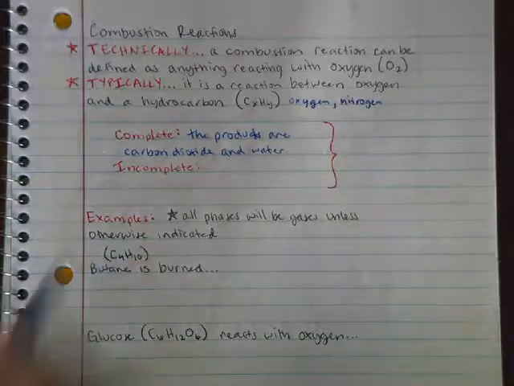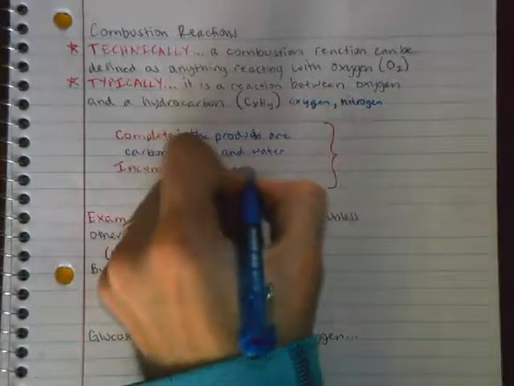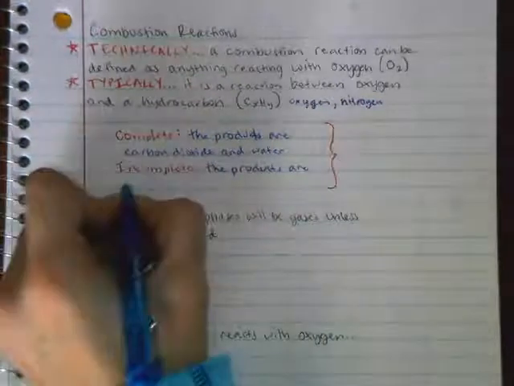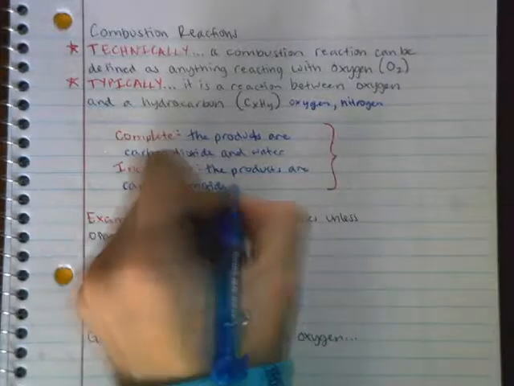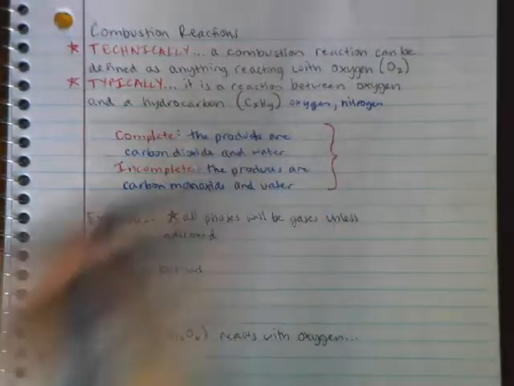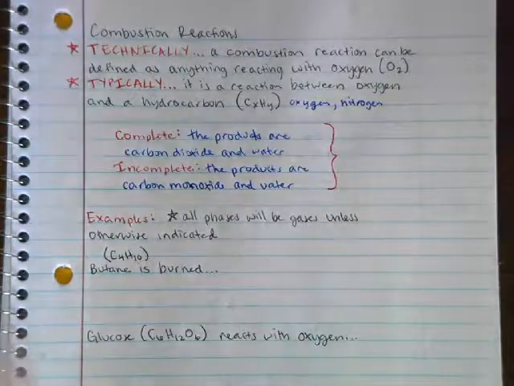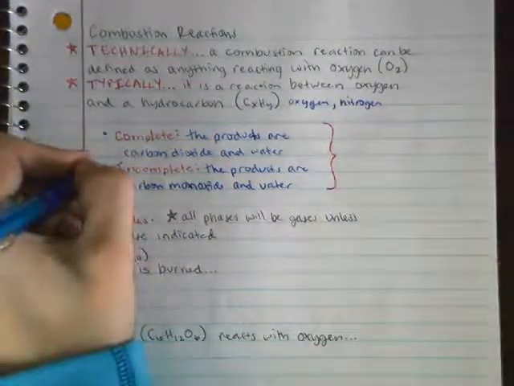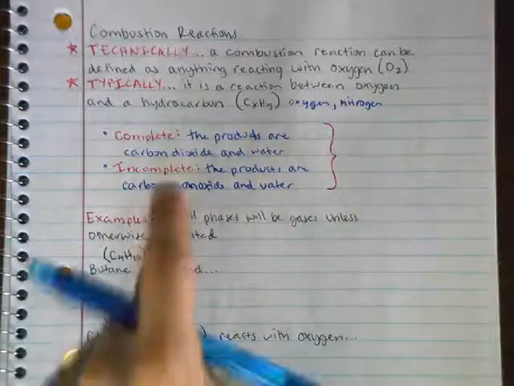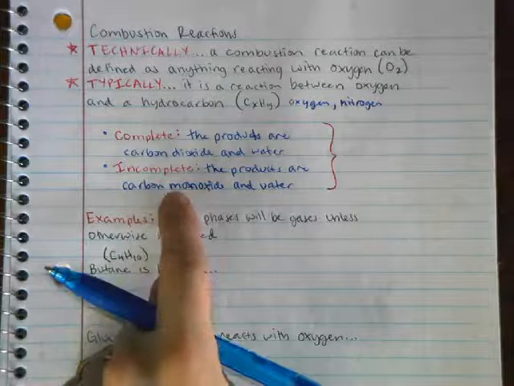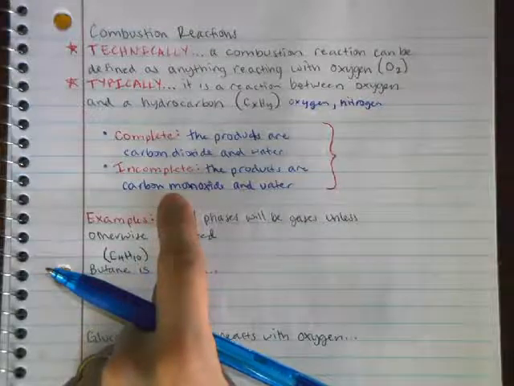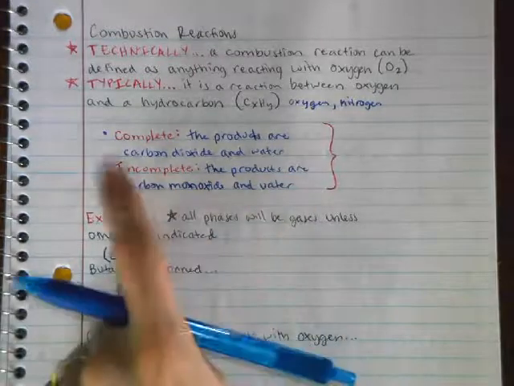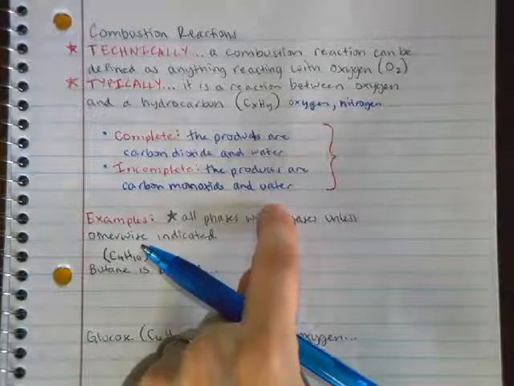If it's incomplete, however, the products are going to be carbon monoxide and water. Now, in reality, it's a little bit more complex than that. You would have more products than just carbon monoxide and water. You would have pieces of the fuel that were not completely combusted. You would have spent carbon, lots of other things. But for simplicity's sake, we're just going to say carbon monoxide and water. And really, for our purposes, we're just going to assume that we're going to have complete combustion.